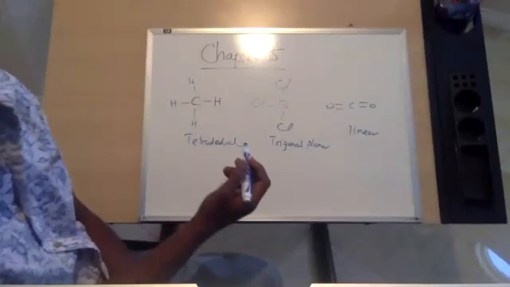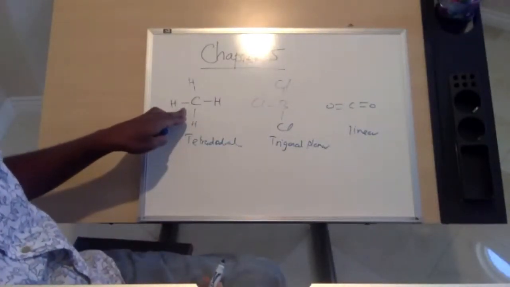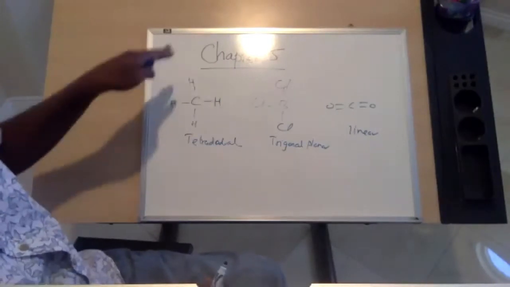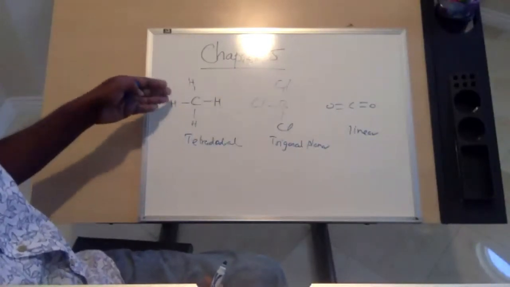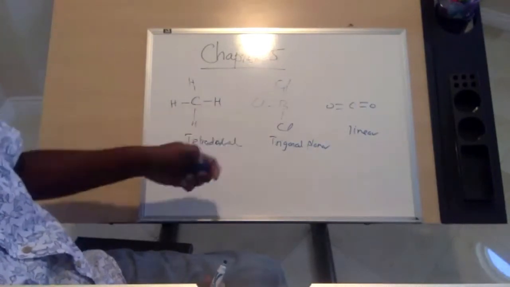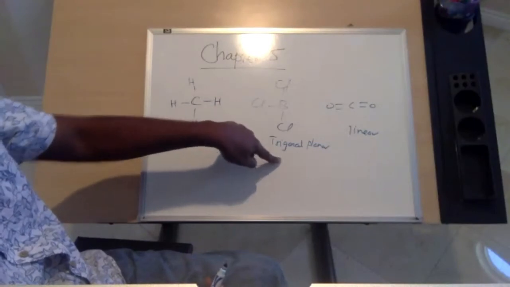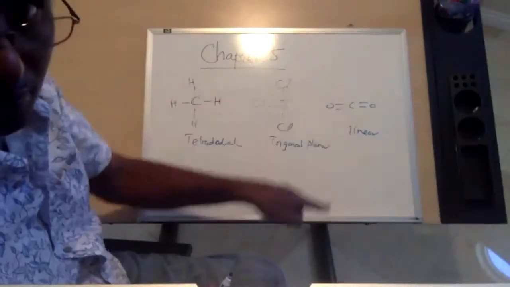So these are the basic things we need to learn. When you have a carbon atom with four groups, or four different atoms attached, it is always going to have a tetrahedral geometry. When you see boron with three other atoms attached, it is a trigonal planar geometry. And carbon dioxide is a linear geometry.